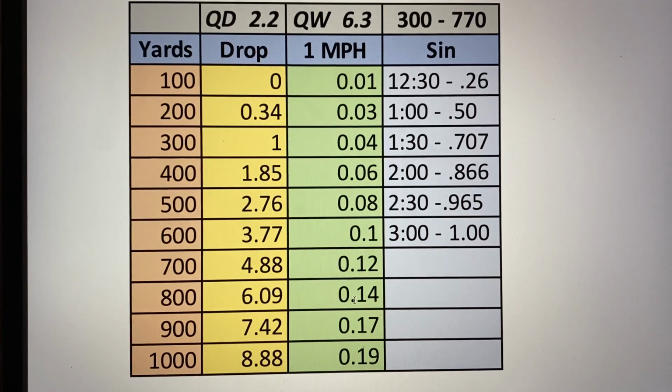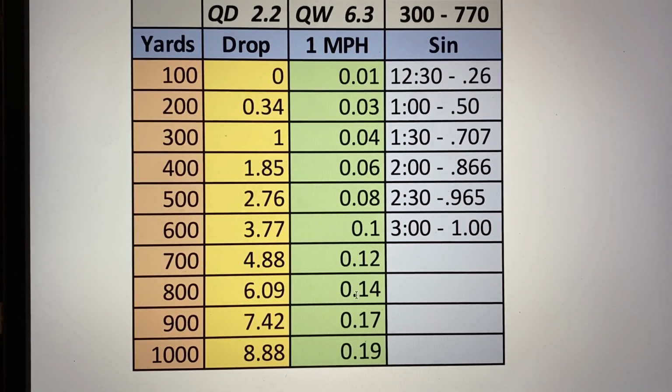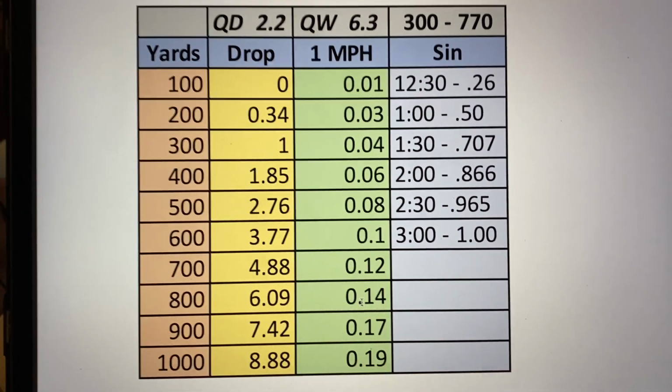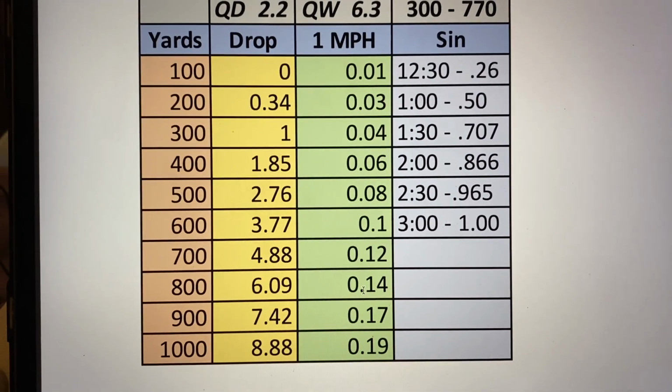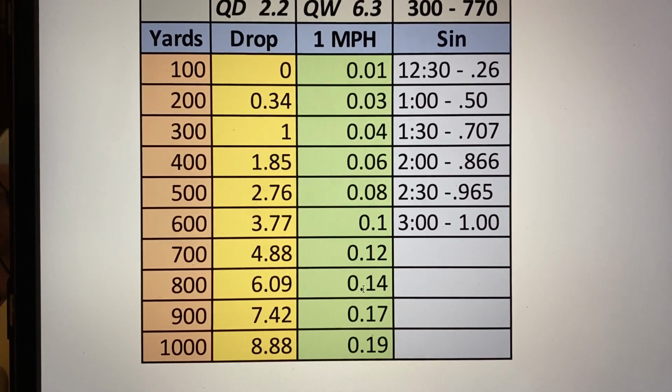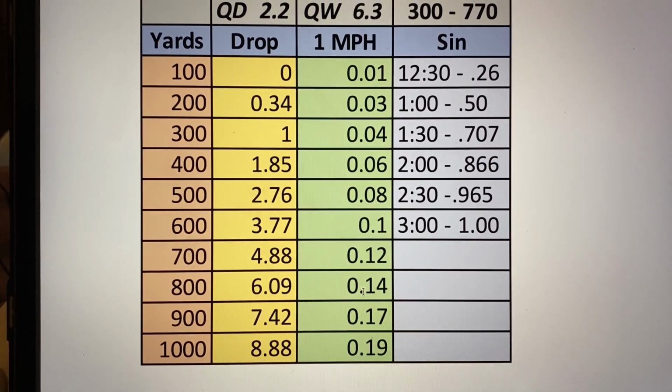The next one is miles per hour. It's a full value wind at each one of these yardages for 1 mile an hour. So let's say 800 yards for 1 mile an hour wind, a full value would give me 0.14 mil hold.